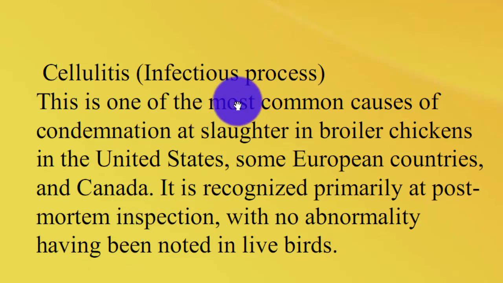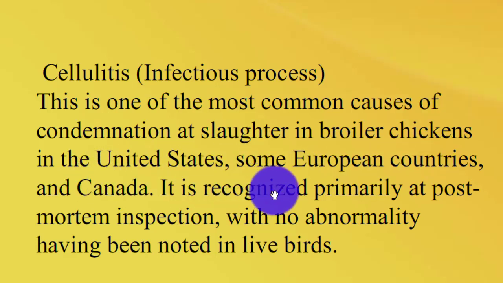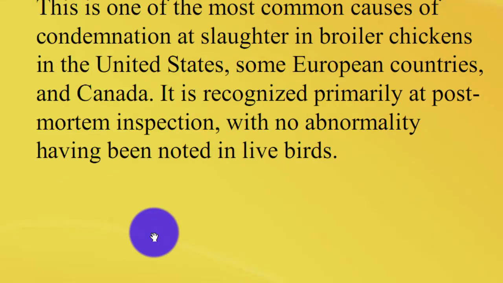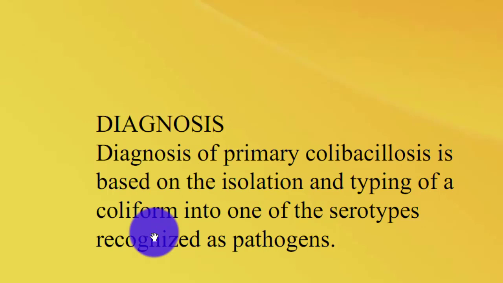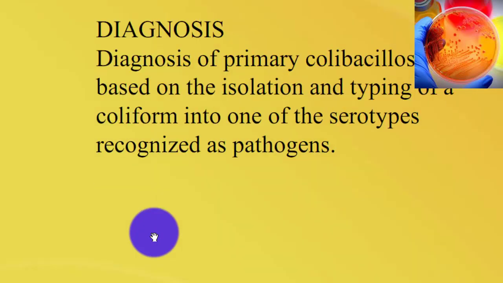Cellulitis, inflammatory process. This is one of the most common causes of condemnation at slaughter in broiler chicken in the United States, some European countries, and Canada. It is recognized primarily at the post-mortem inspection, with no abnormality having been noted in live birds. Diagnosis of primary colibacillosis is based on isolation and typing of coliform into one of the serotypes recognized as pathogens.